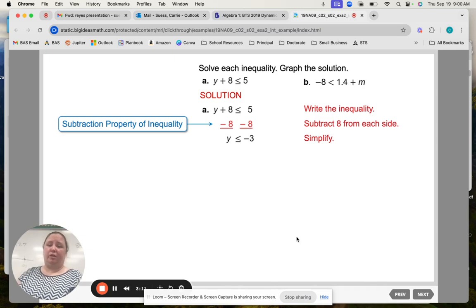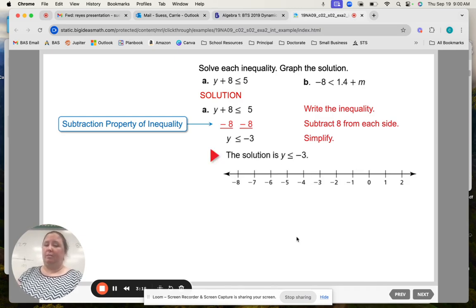So now you're going to draw your number line. Where am I putting a circle? Negative 3. Open or closed? Closed. And then am I shading to the left or the right? The left, because y is less than or equal to negative 3. Excellent. Any questions? Is this the second problem? Yeah, B.